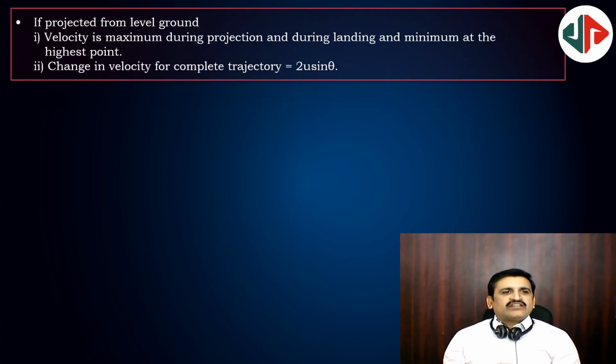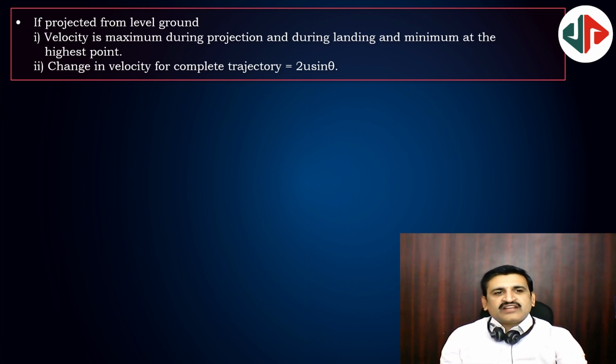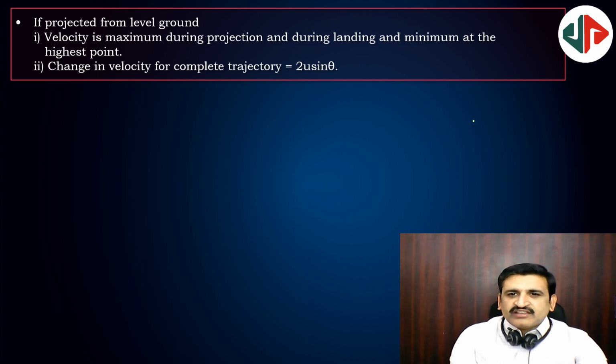If projected from a level ground, velocity is maximum during projection and during landing, minimum at the highest point. Change in velocity for the complete trajectory is 2u sin theta. You see, horizontal velocity remains unchanged. Initial velocity is u sin theta, final velocity is minus u sin theta. So the difference is 2u sin theta. Yes.